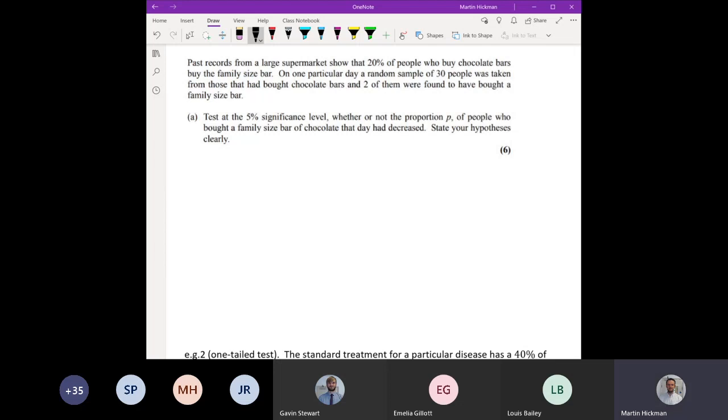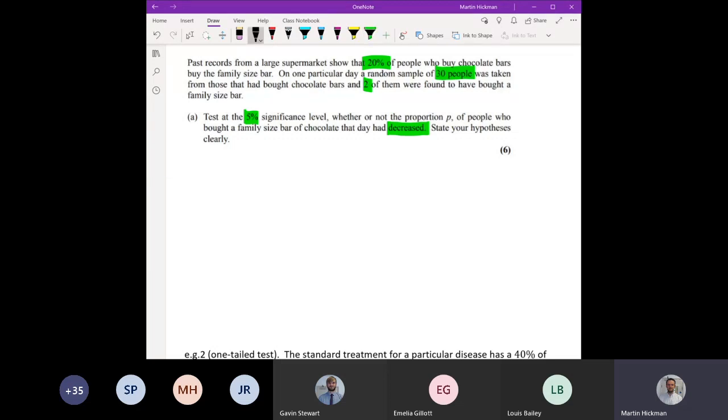The next 3 questions are exam style questions, and what I'm really going to focus on here is making sure that you get the right notation, and everything you need for these 6 marks. So first, past records from a large supermarket show that 20% of people who buy chocolate bars buy the family size bar. On a particular day, a random sample of 30 people was taken from those that had bought chocolate bars, and 2 of them were found to have bought the family size bar. Test at the 5% significance level whether or not the proportion P of people who bought a family size bar of chocolate that day had decreased.